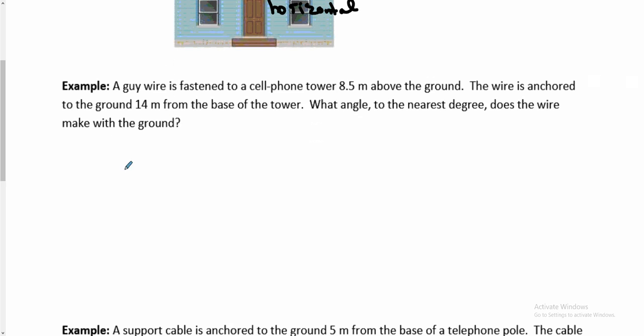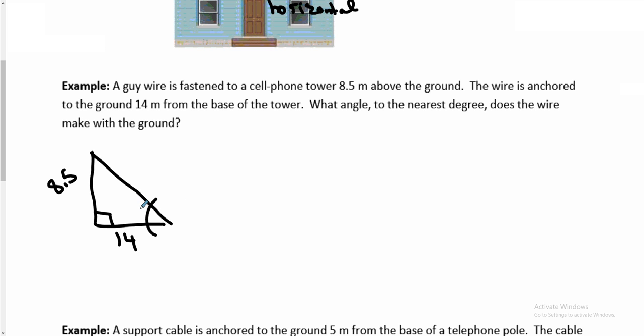A guy wire is fastened to a cell phone tower 8.5 meters above the ground. We pretty much can always assume that these are going to look like right triangles. So it is 8.5 meters above the ground, and it's 14 meters from the base of the tower. What angle to the nearest degree does the wire make with the ground?